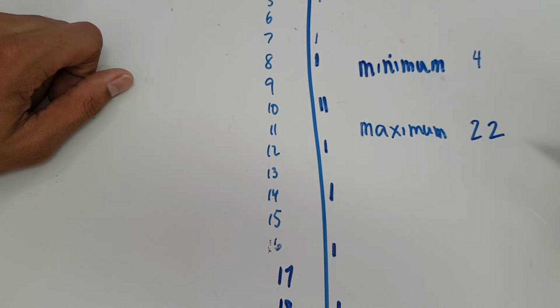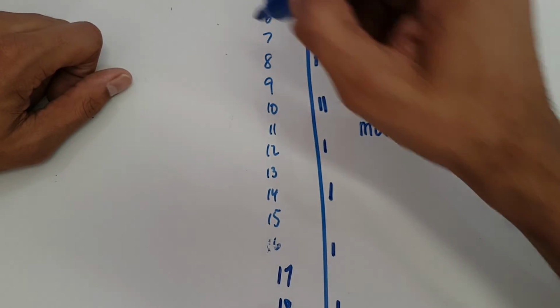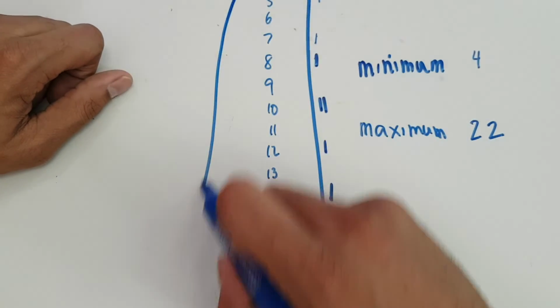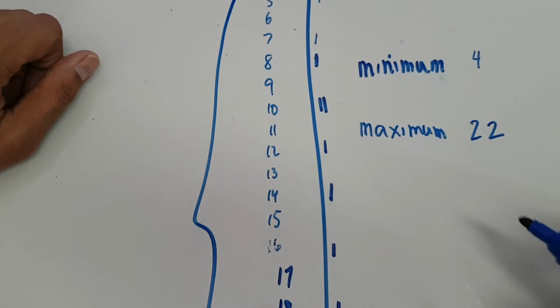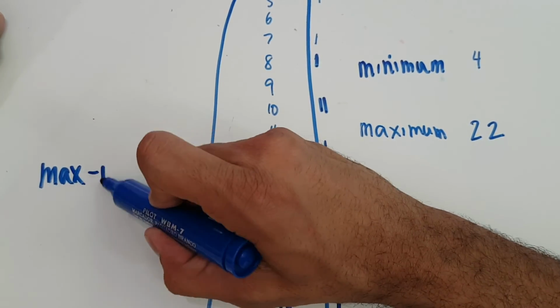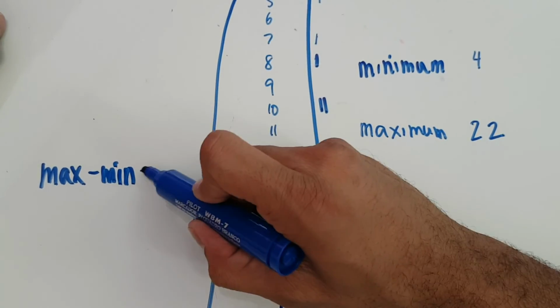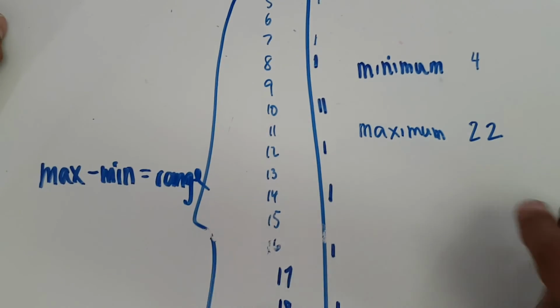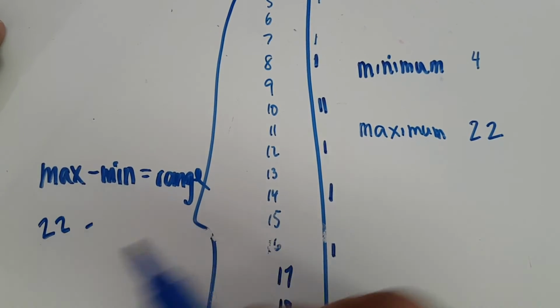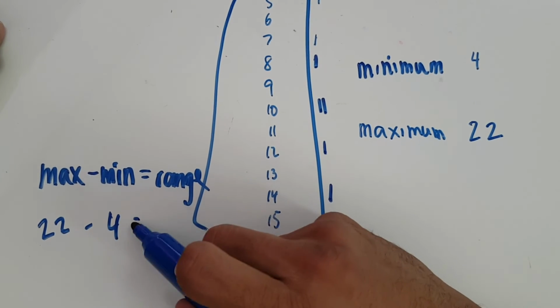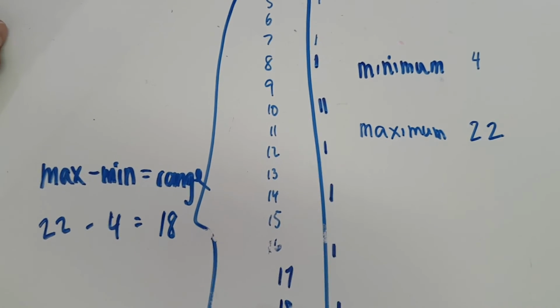My maximum is 22. My range is the difference between my maximum and my minimum, or my maximum minus my minimum will give me my range. So what is my maximum? 22. What's my minimum? 4. So my range is 18. I have 18 different kinds of answers.